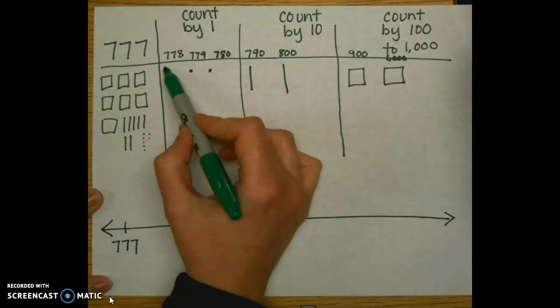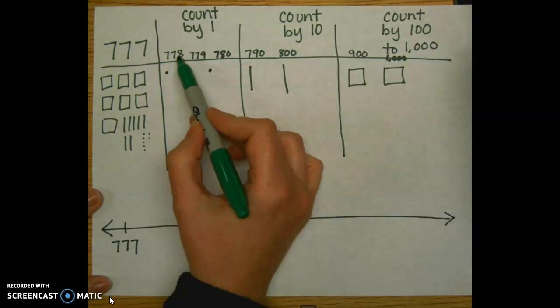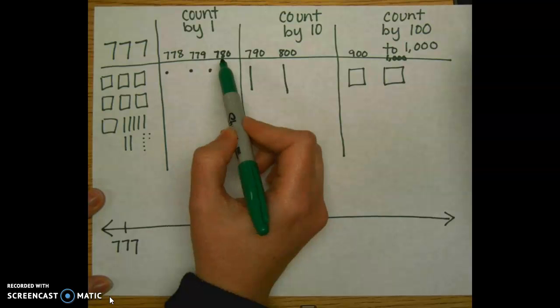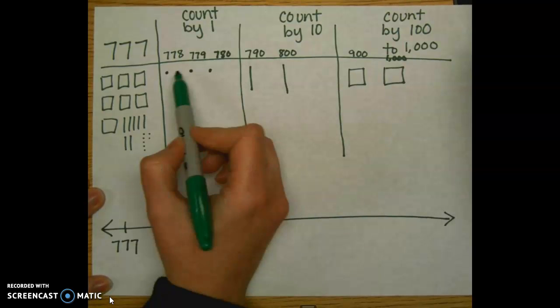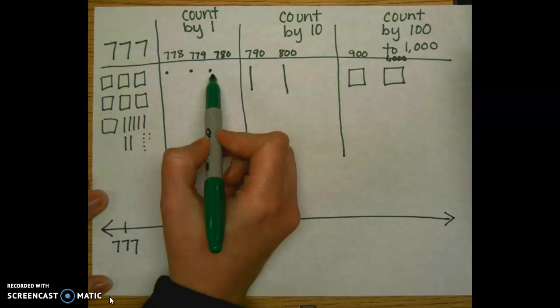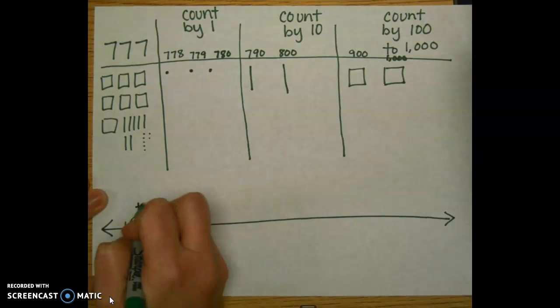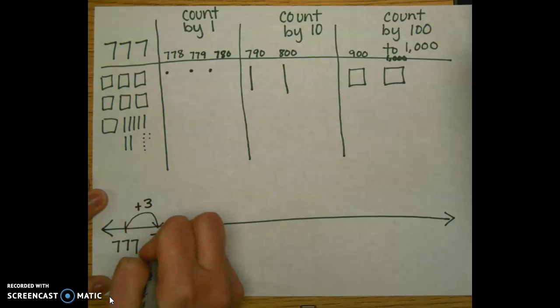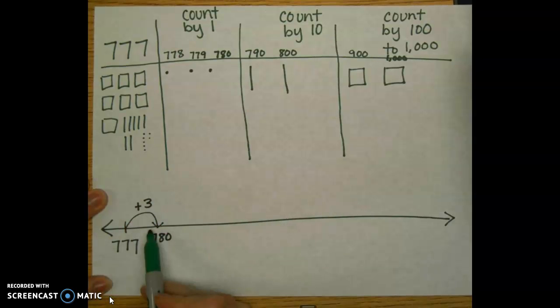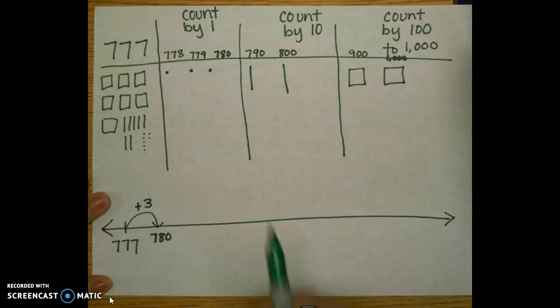The first thing that we did was count by ones. We counted by 1 to 778, and then to 779, and then to 780. Well, that together was 1, 2, 3. So we could actually make a jump of 3 to get to 780.